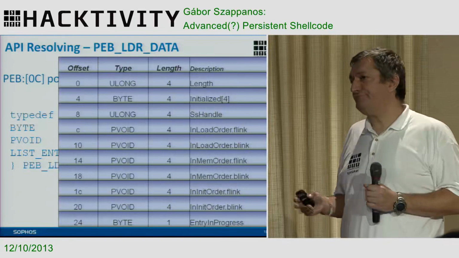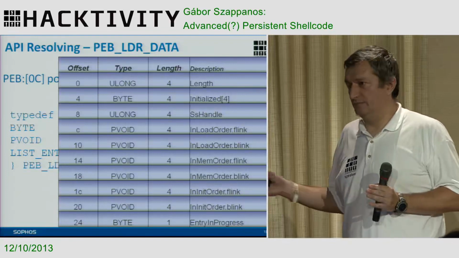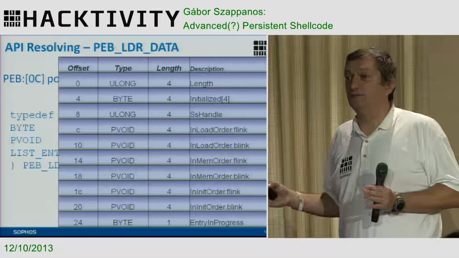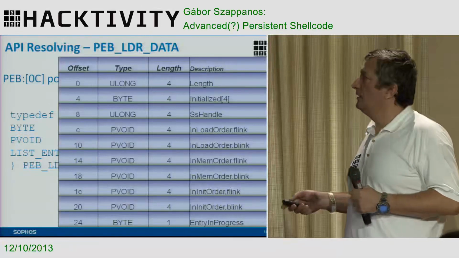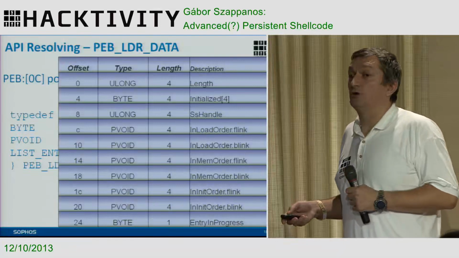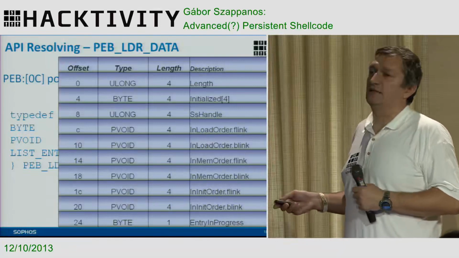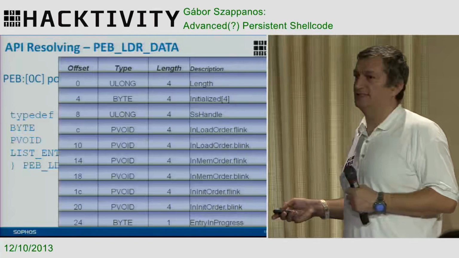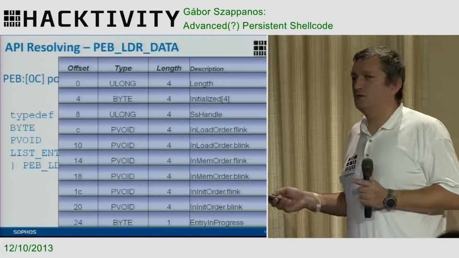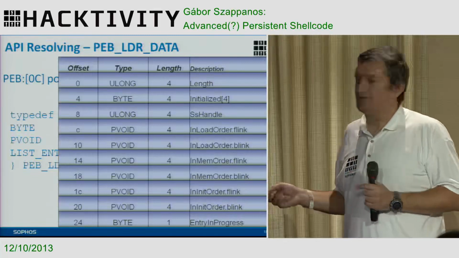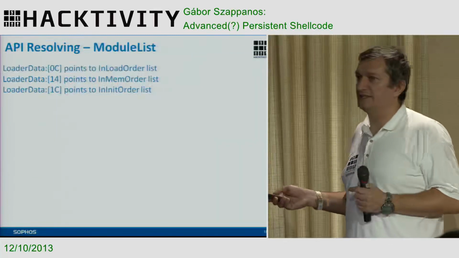Each of them provides a chain of the loaded DLLs organized by different criteria. The first in the order as they were loaded, the second in the order as they are in the memory, and the third in the order as they were initialized. And there is a forward link and backward link in each element of the structure. It is a linked list.